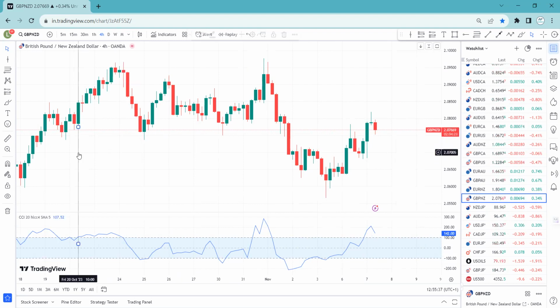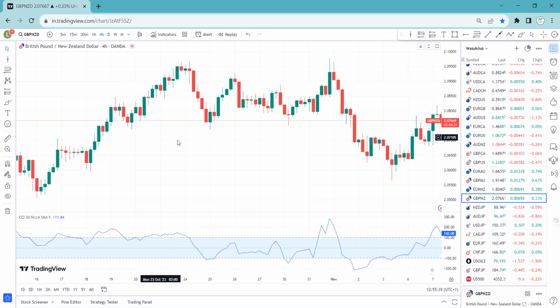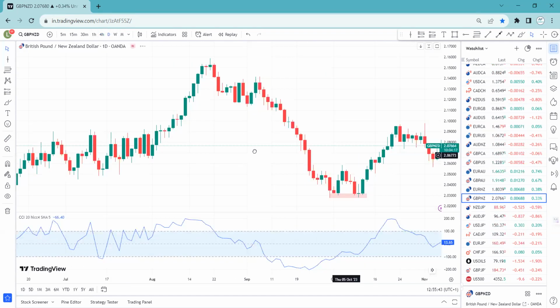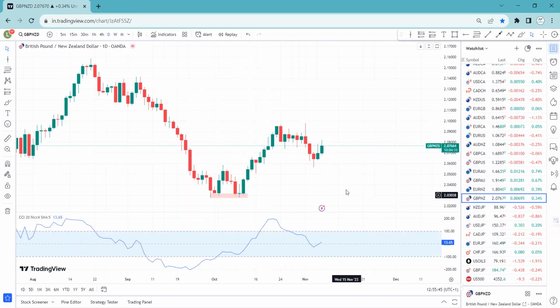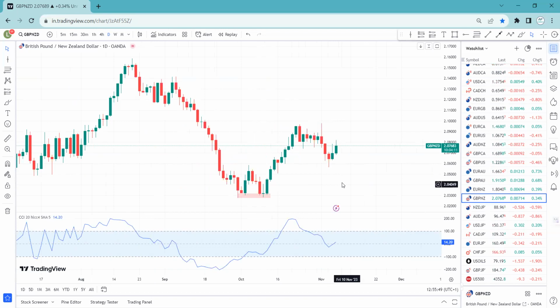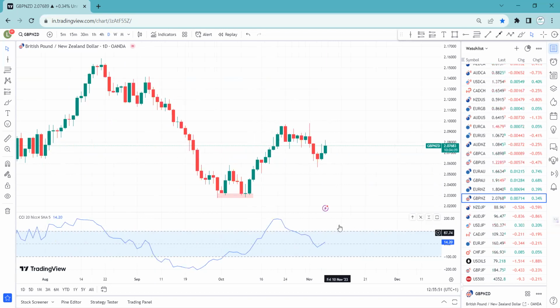So I'll just do one last example because this video is already really long. Let me go to the daily time frame. Now see GBP NZD. Remember what I said? I said that bullish confirmation number 2 is when the commodity channel index falls below the zero line and comes back above, just like we have here. It comes back above.